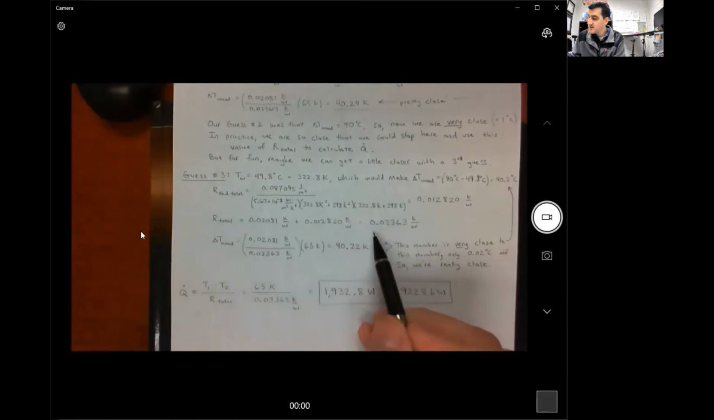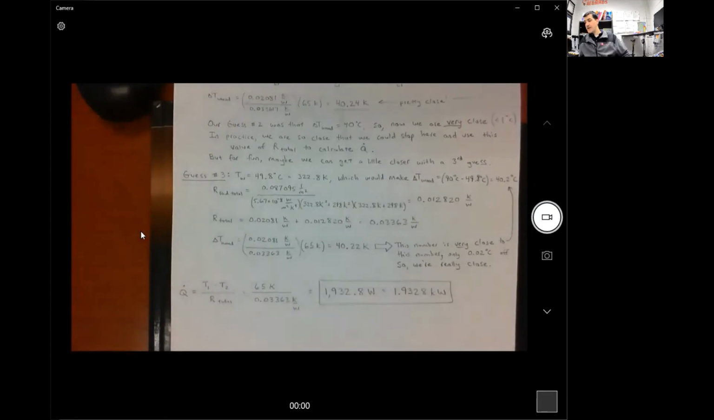So that is 65 Kelvin. Now we just take this total for thermal resistance down to here, and plug that in, and we get 1,932.8 watts, which is about 1.9328 kilowatts.